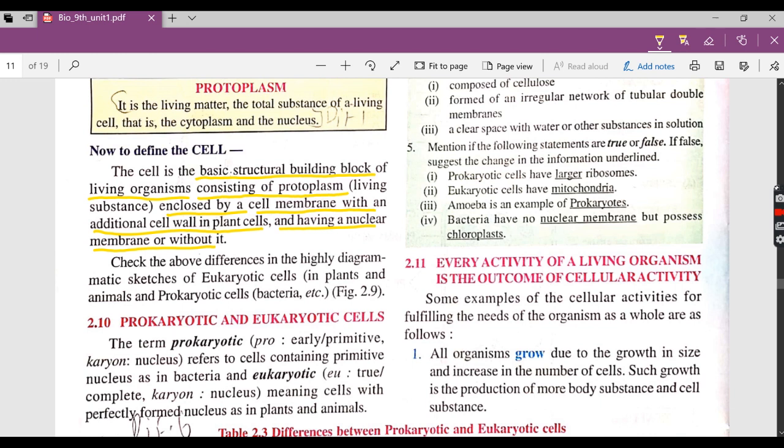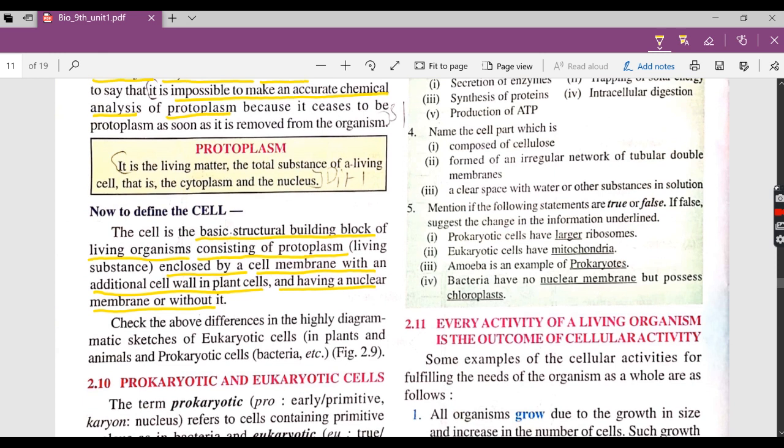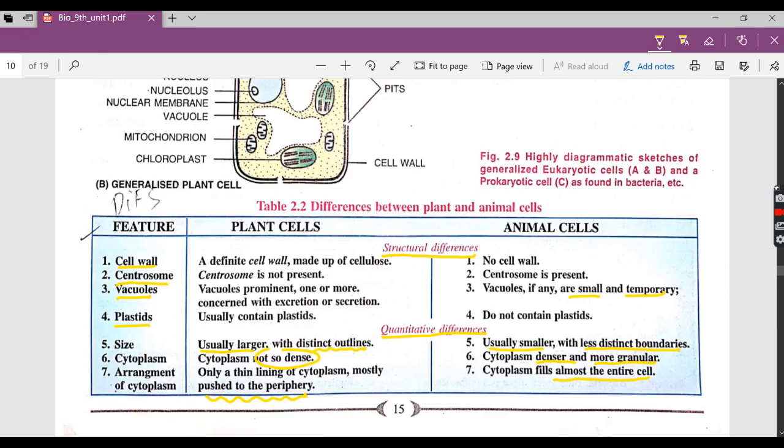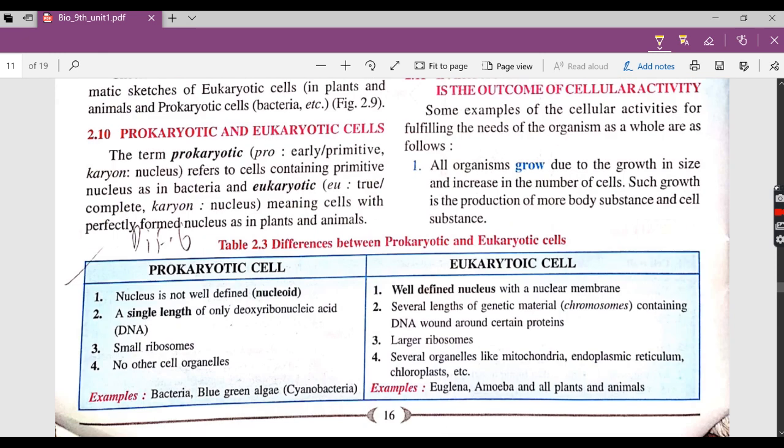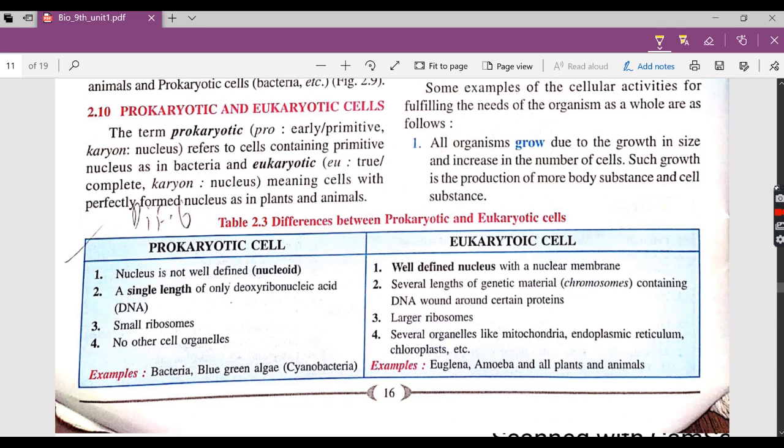We can note the differences in the highly diagrammatic sketches of eukaryotic cells and prokaryotic cells in figure 2.9. Also the difference is given in table 2.3 and you can go through it. They are quite simple. In prokaryotic cells, there is a nucleoid, which is basically a nucleus which is not very well defined, while in eukaryotes, there is a well defined nucleus along with a nuclear membrane.